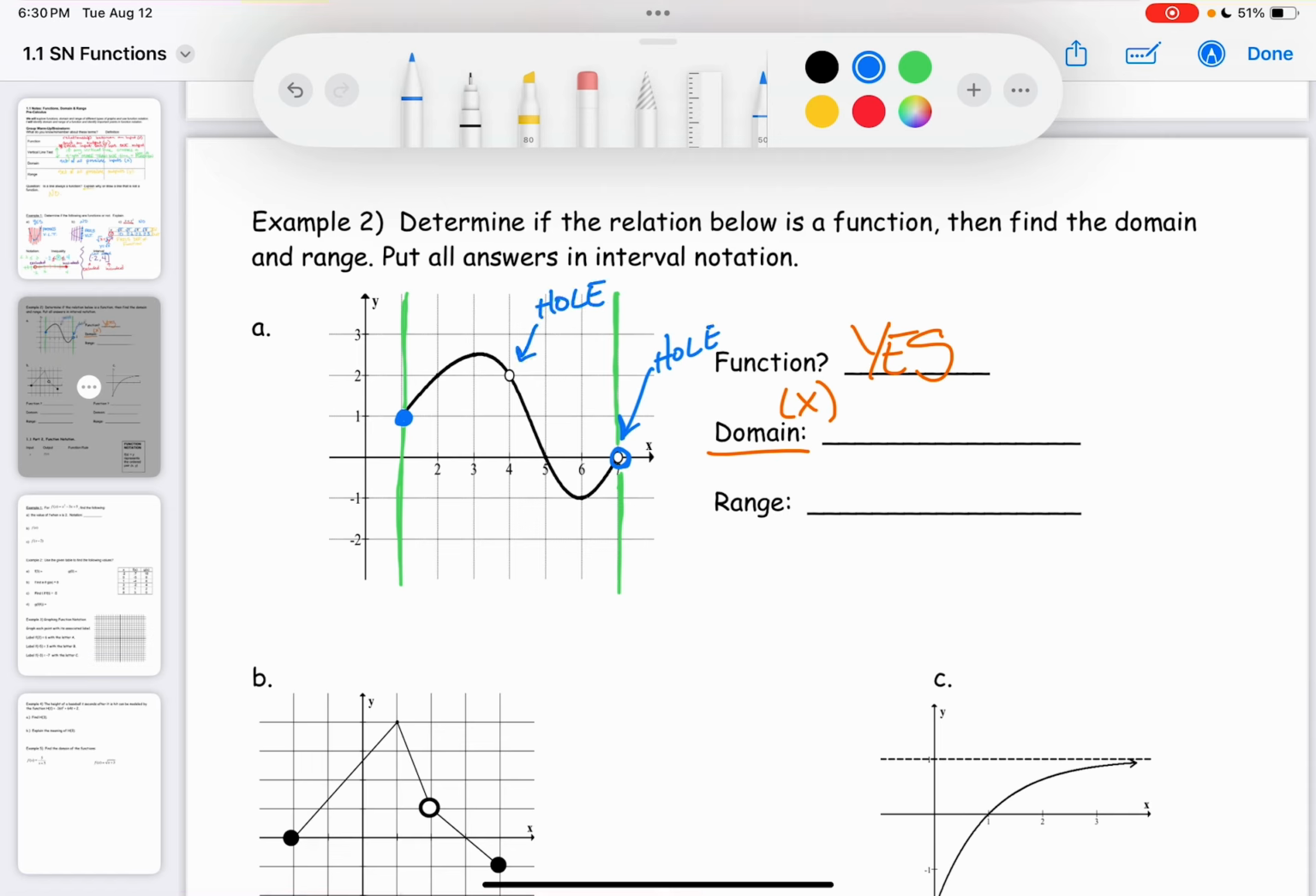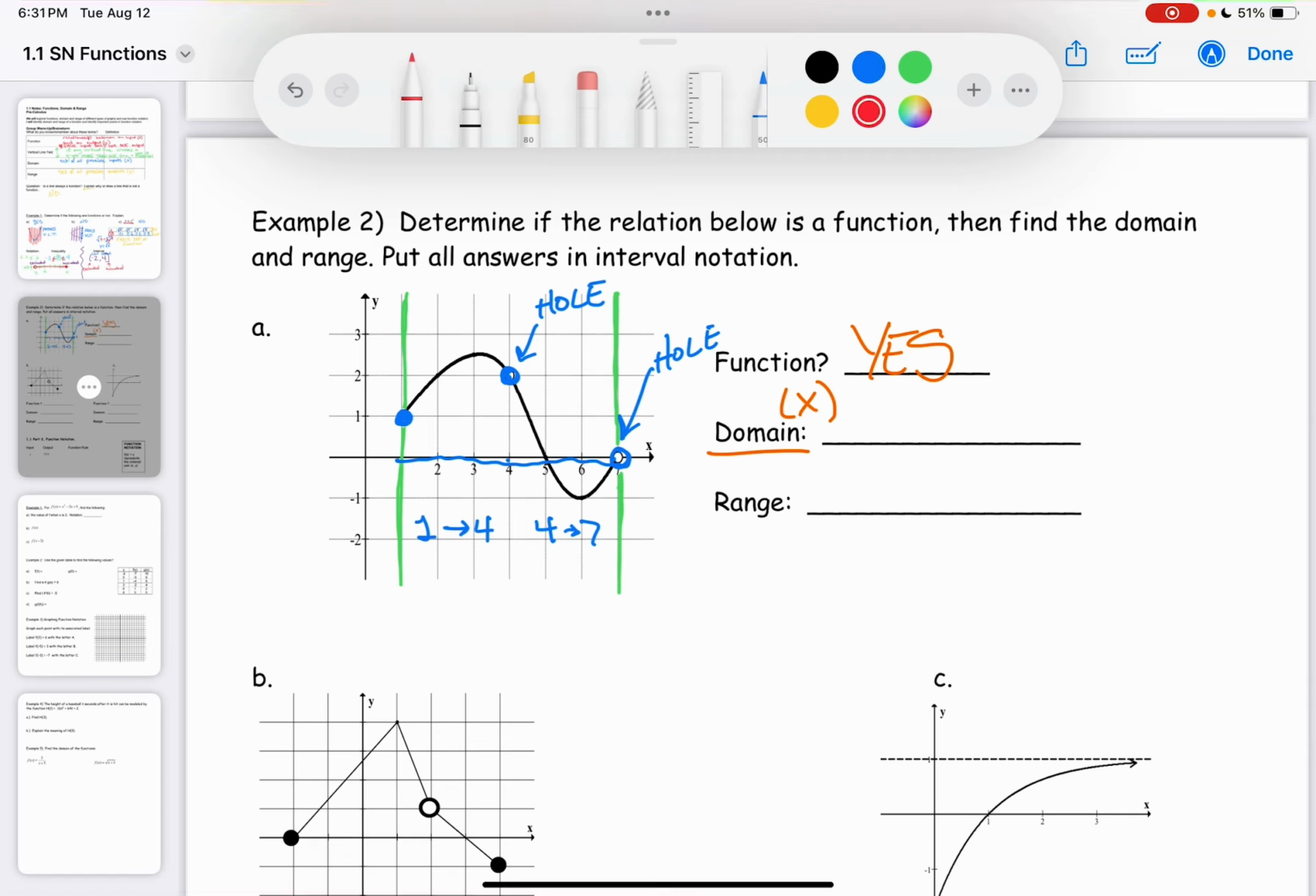So the domain includes from 1 to 4 and from 4 to 7. And we need to write that in a way that shows 1 to 4 and 4 to 7. And you might be asking, why wouldn't I go all the way 1 to 7? Well, we got a giant hole right here in the middle. So I need to find a way to write this correctly.